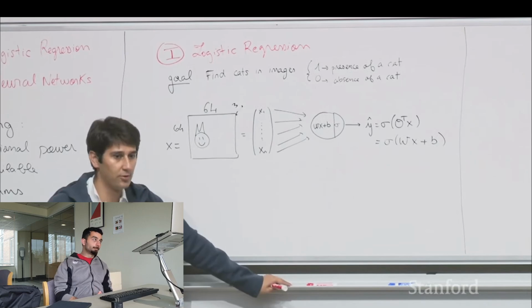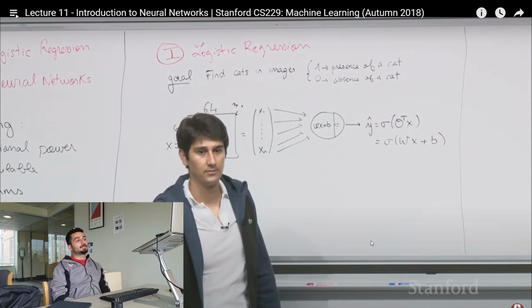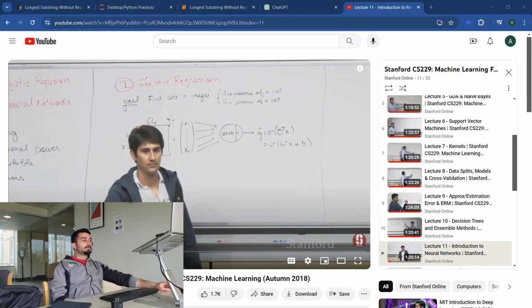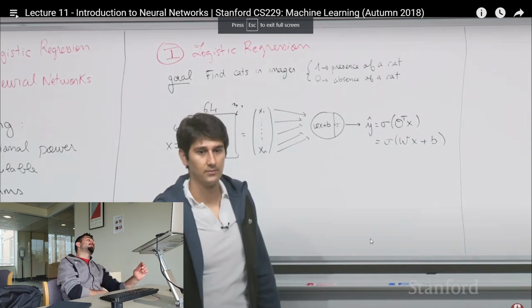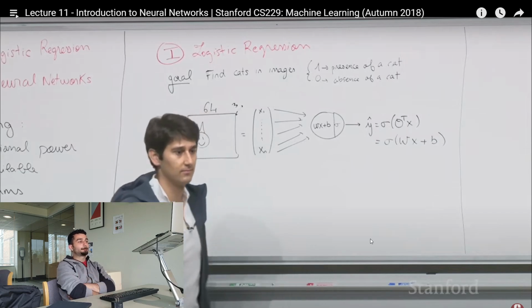So can someone tell me what's the shape of w? Matrix w. What does he mean when he says shape of w? X is a 64 by 64 matrix, times 3. W is like 64, 64 times 3, 1 times this vector.